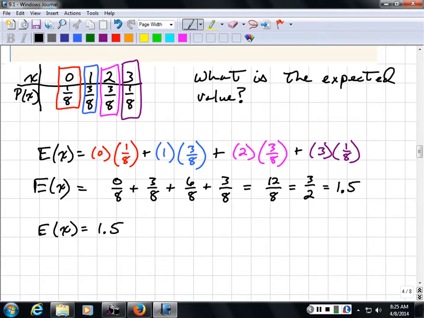1.5, there's 3 coins that we're flipping, and I get anywhere from 0 to 3 heads. So if I take 3 plus 2 plus 1, I get 6. If I divide that by 4, because there's 4 possibilities, that's 1.5. This is just another way of finding an average. Okay? That's all it is. It's just another way of finding an average.